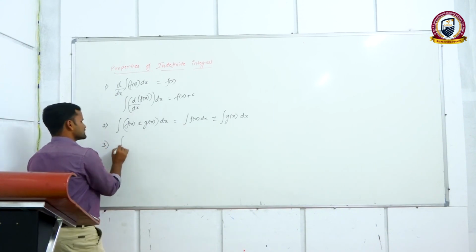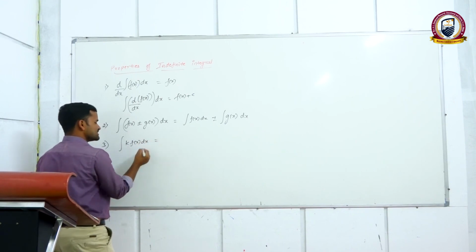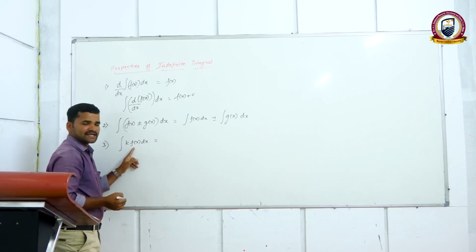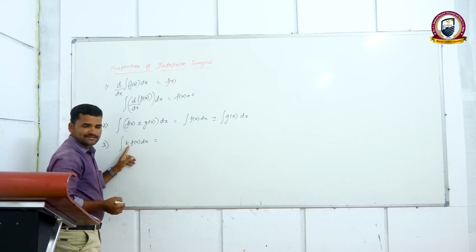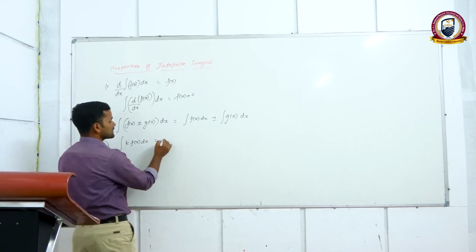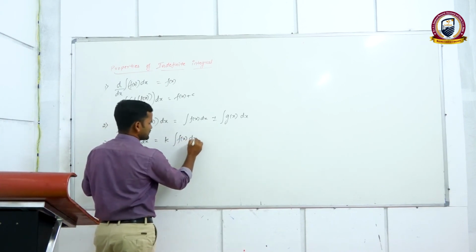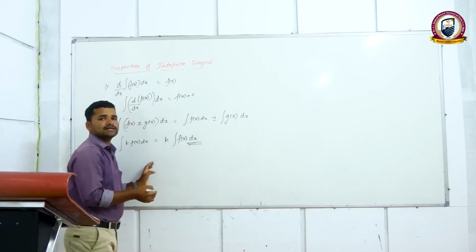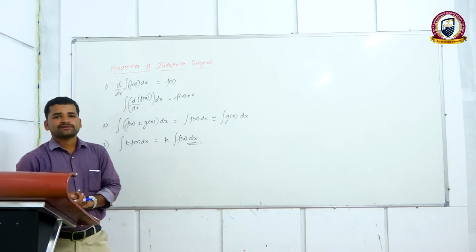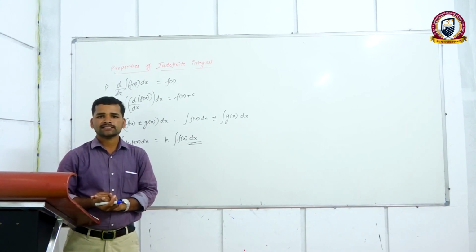Now the third one, suppose I have integration of k into f of x with respect to x. Means for an integrand function, some constant is multiplied. Shall I take this constant out of the integral? Yes, definitely. This can be written as k into integral of f of x with respect to x. Thank you. You revise this video again and again before attending the next class. In the next class, we will take problems on this. Thank you.